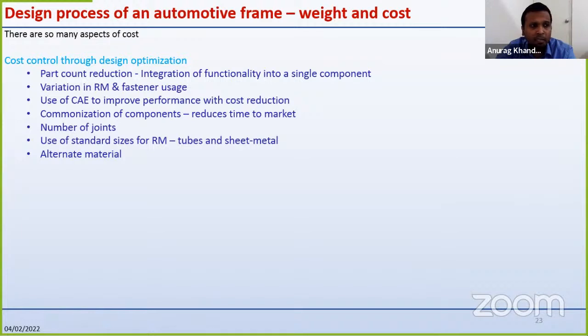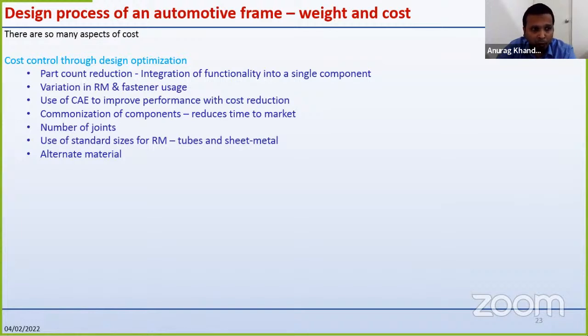Then one more aspect is variation in raw material and fastener use. Let's say we are using different thicknesses of raw materials. We should try to minimize that as much as possible. If you use multiple thicknesses, they all need different tool setups during manufacturing, and there is also a minimum requirement of raw material for each. So they all increase the cost. Then obviously FEA also helps through optimization and cost reduction.